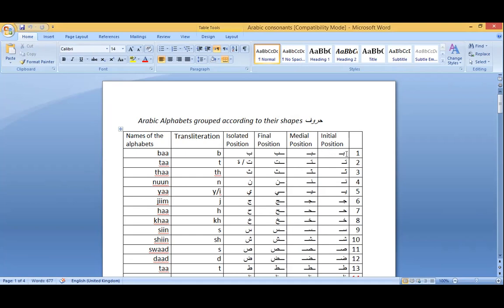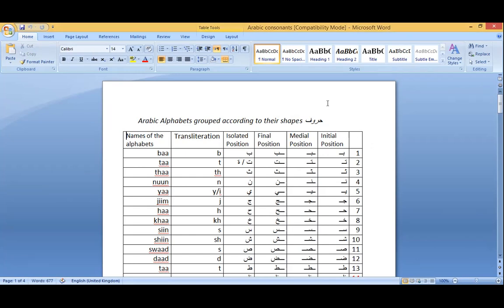The shapes. We said a number of letters may have the same shapes, but of course they can be distinguished by the number and the position of the dots.